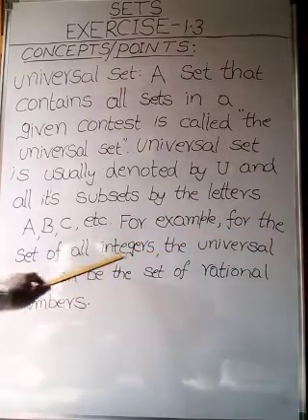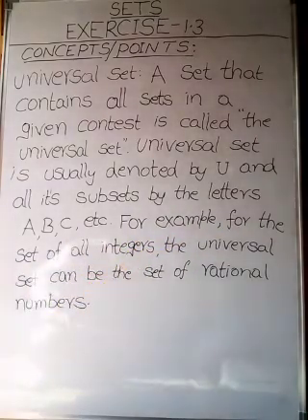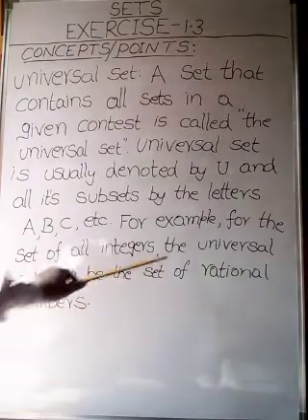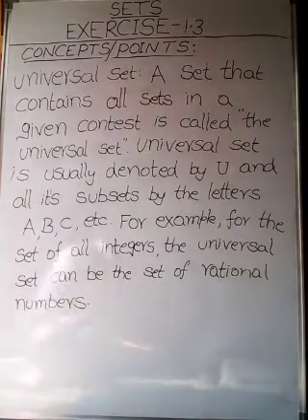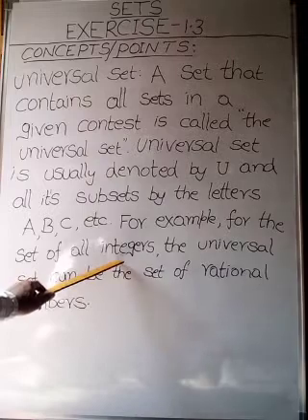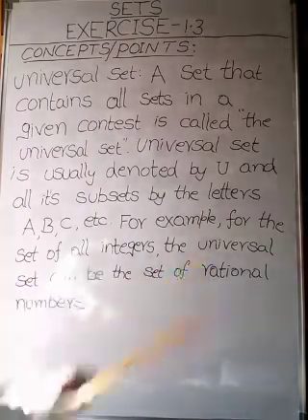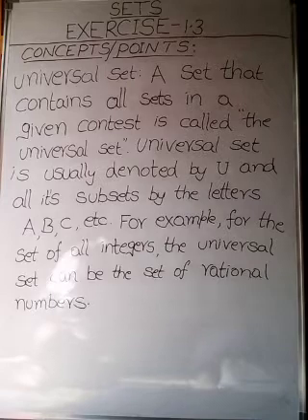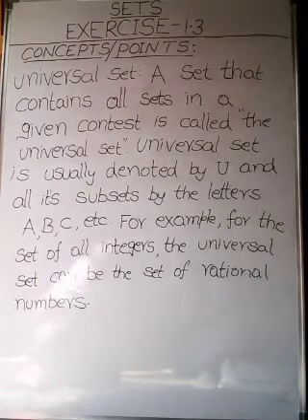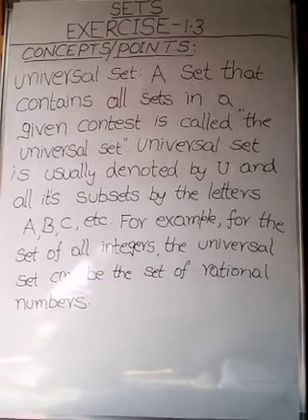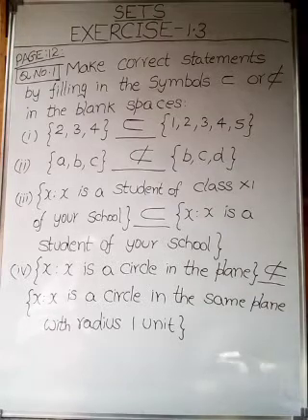For the set of all integers, if you study the set of all integers, in that case the universal set can be the set of all rational numbers, because the set of all integers is a subset of the rational numbers. So here the set of rational numbers can be taken as the universal set in this context. Understood, my children? Right. Now come to the sums in exercise 1.3.